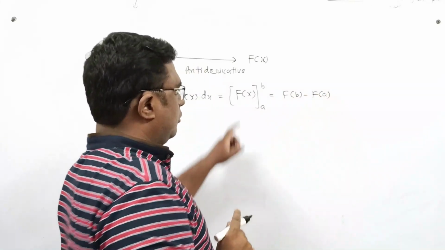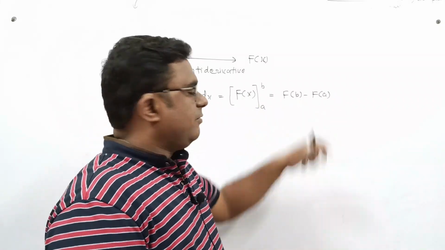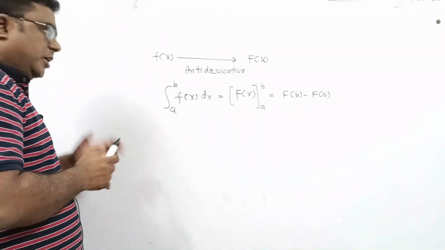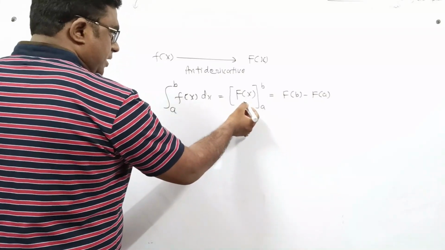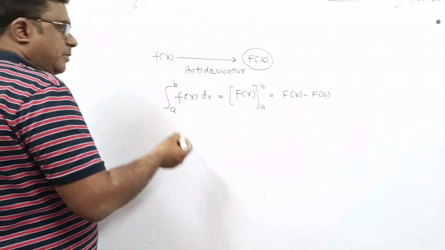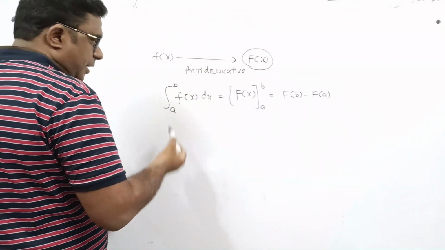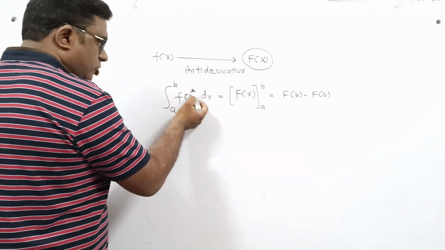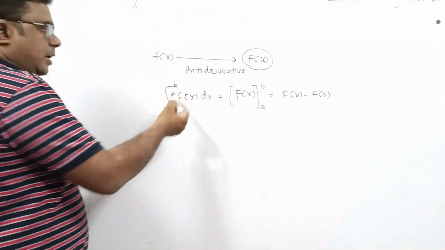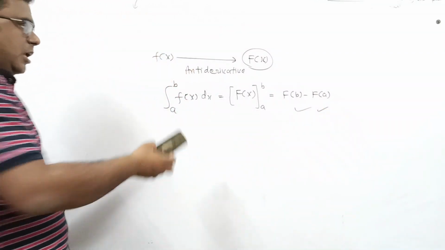So first of all we have to put b in place of x, and then we will put small a, and in between we will use a negative sign. This is how we get the value of a definite integral. This capital F(x) was the antiderivative of small f(x). Small a is called the lower limit, small b is called the upper limit, and this represents the definite integral of function f(x) with respect to x from limit a to b, and its result is F(b) minus F(a). Let us understand this with the help of an example.